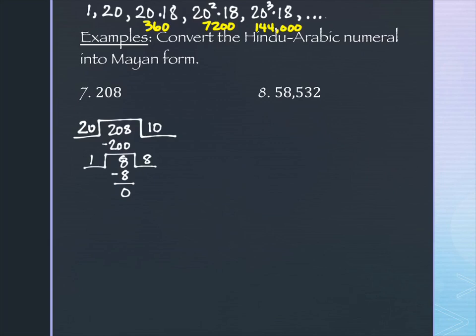Now, just like with the Babylonians, the 10 and the 8 tell us what to draw. How do I draw a 10 in Mayan? 2 lines. And how do I draw an 8 in Mayan? 3 dots. 1 line and 3 dots. Yep, 1 line and 3 dots, or 3 dots and 1 line. Yep, as long as the dots are going on top of the line, right? This is the number 208 in Mayan.